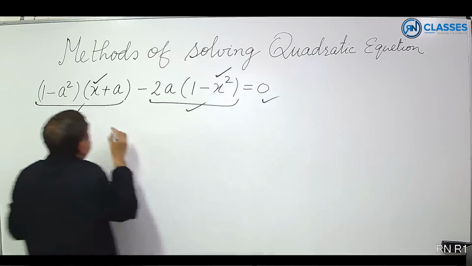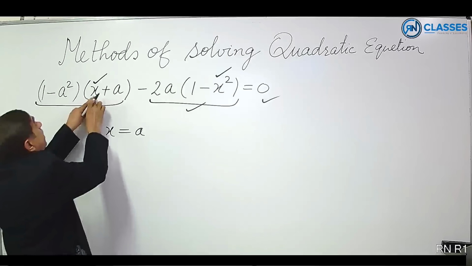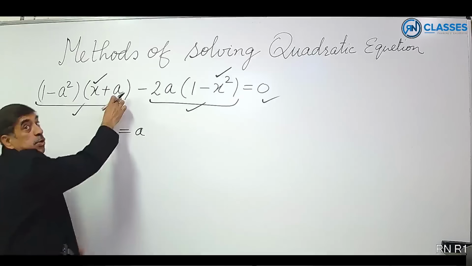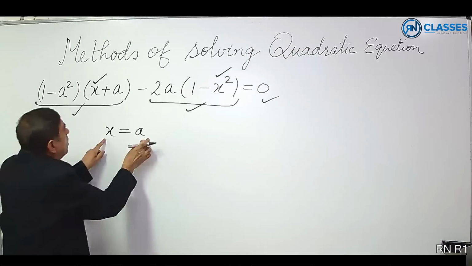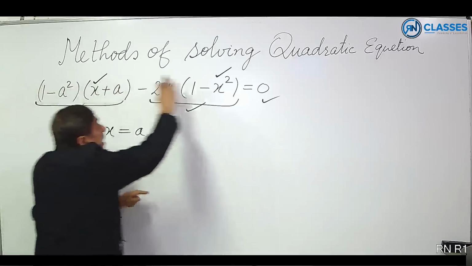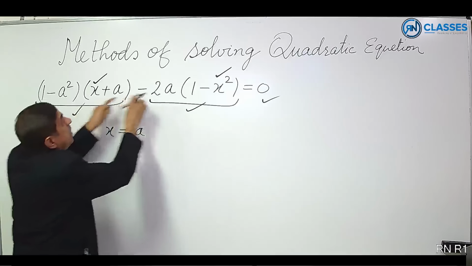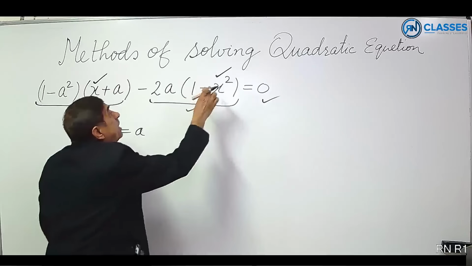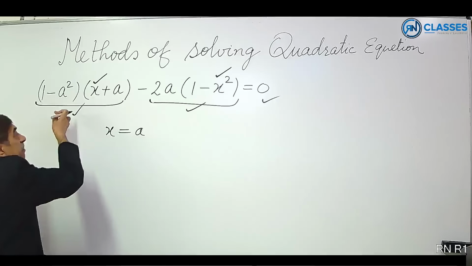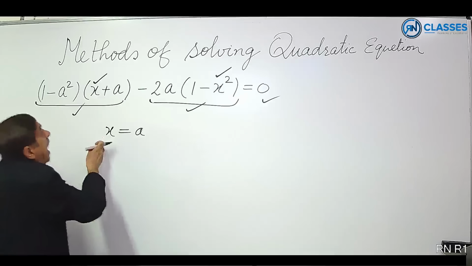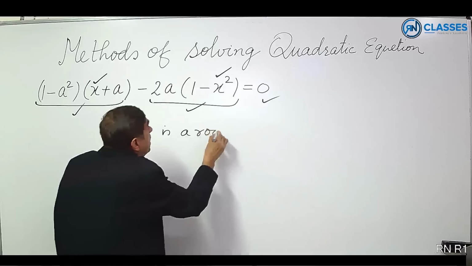I think it should be x equal to a, but I have to check. If I substitute a here, a plus a, 2a, and this is again 2a. So when I put x equal to a in the left hand side, 1 minus a square, a plus a, 2a, and 2a into 1 minus a square, the 2 become the same. This implies x equal to a is a root by inspection.